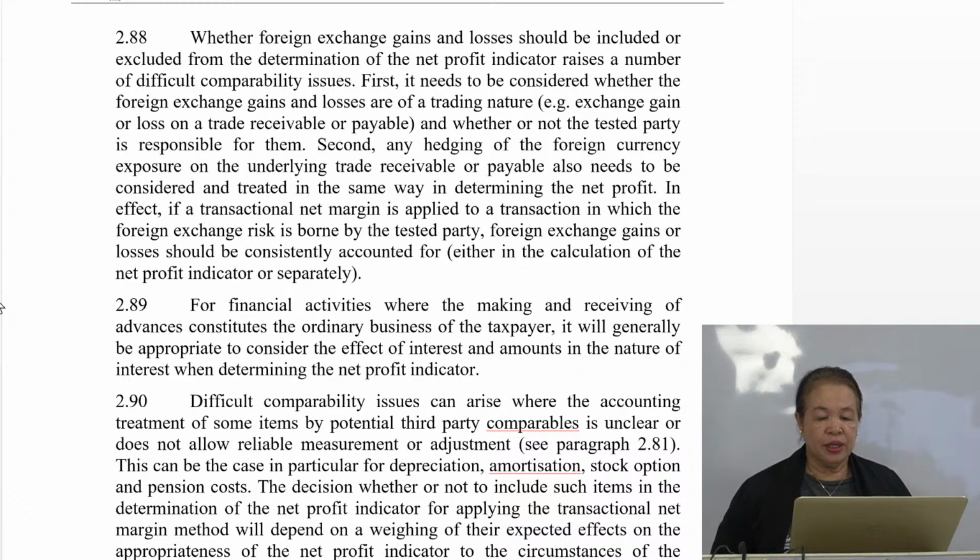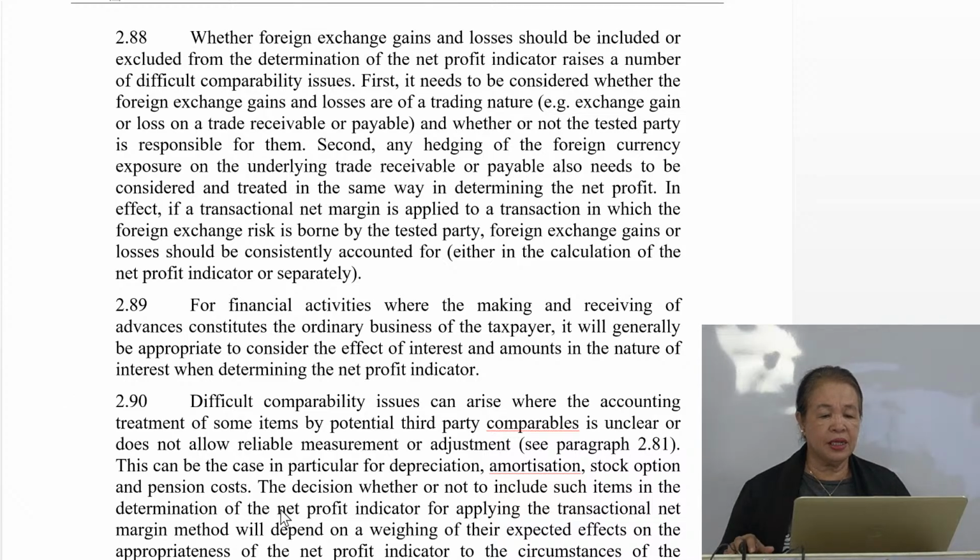So in effect, if a transactional net margin is applied to a transaction in which the foreign exchange risk is borne by the tested party, foreign exchange gains or losses should be consistently accounted for, either in the calculation of the net profit indicator or separately.